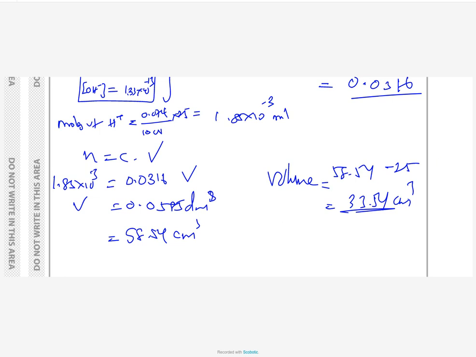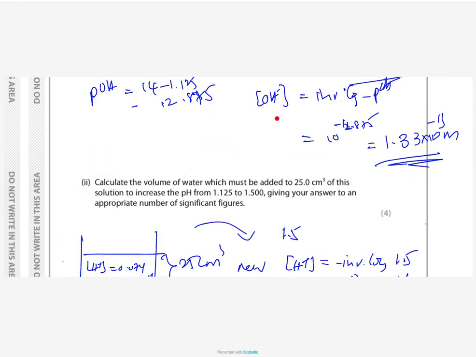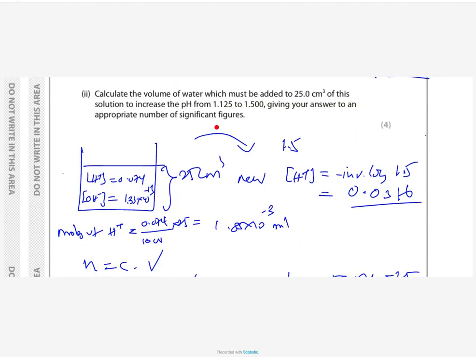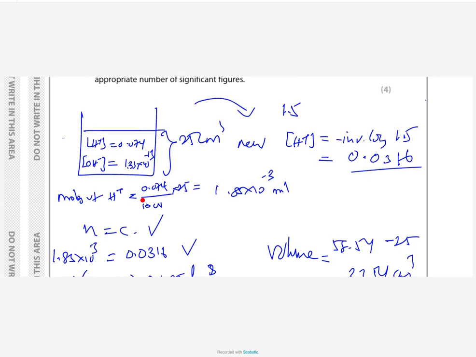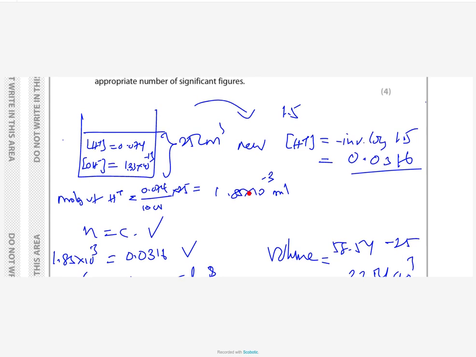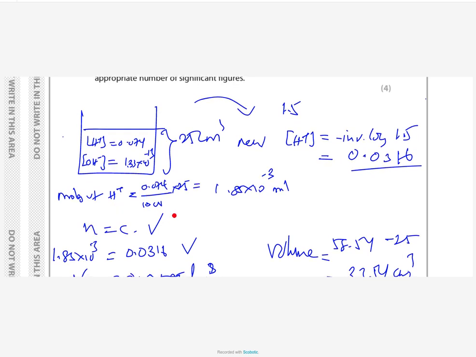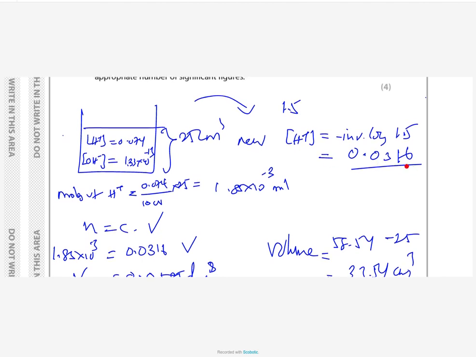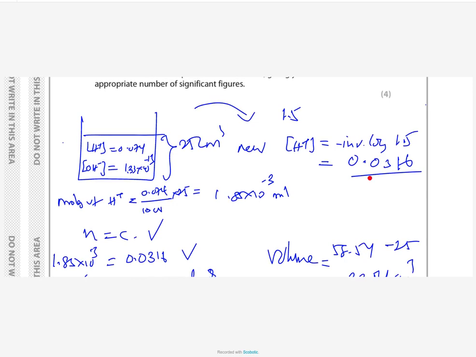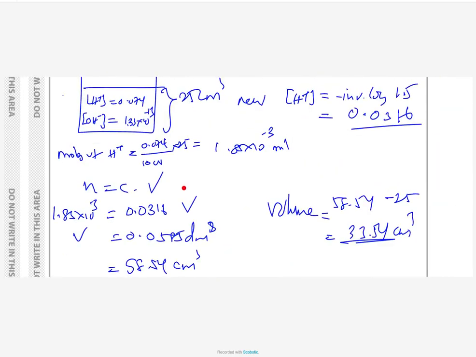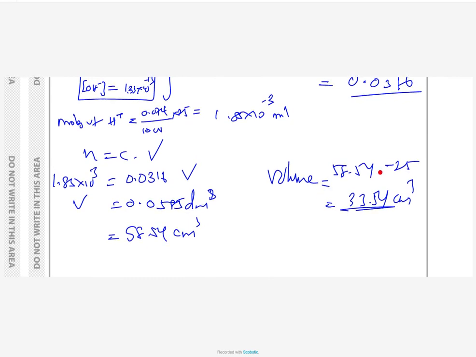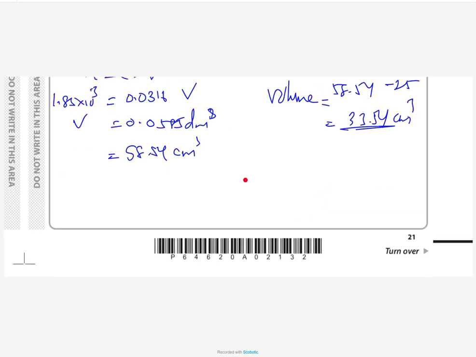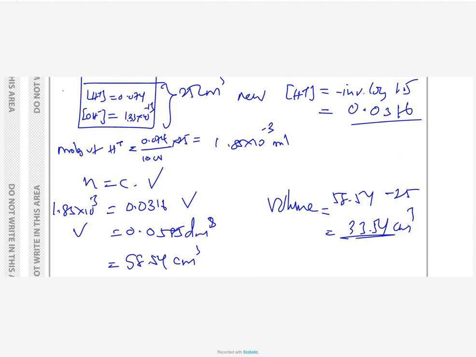Is the calculation clear? So what I did was, we found the H plus and OH minus concentration in the 25. And we found the new H plus concentration. So I found the moles of H plus. In the new concentration, the moles will not change, only the volume will change. So I apply n equals CV, moles are the same. Concentration is 0.0316. That means low concentration. How much volume do I need to add? I have to make sure total volume is 58.54. Therefore, the volume you need to add, since 25 is already there, is 33.54. Is it clear to everyone? Any questions?